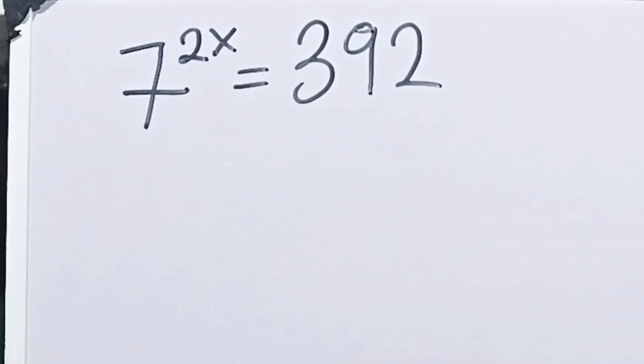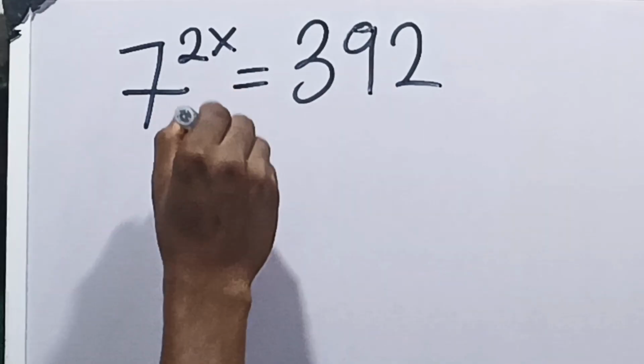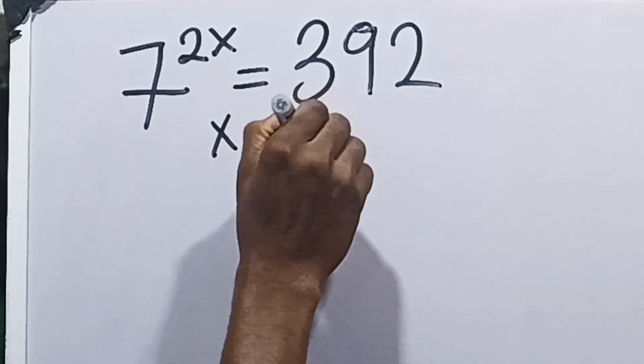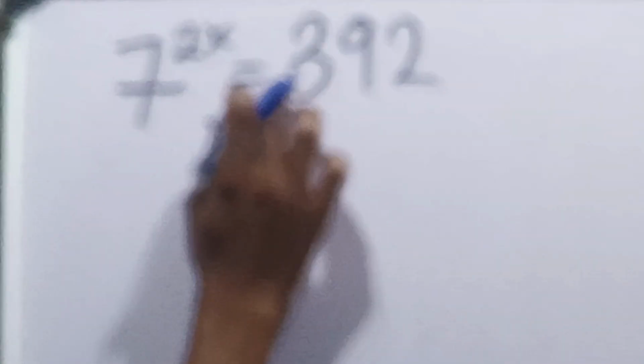Let's solve this question together. It says 7 raised to the power 2x is equal to 392. We're about to solve for the value of x in this question. Okay? Now, the first thing we can do here is write out the multiples of 392.